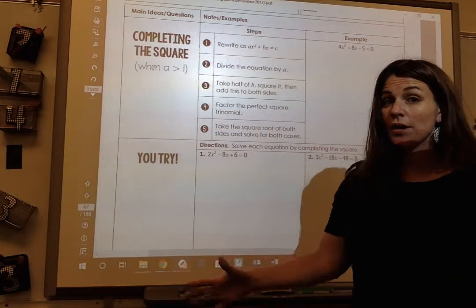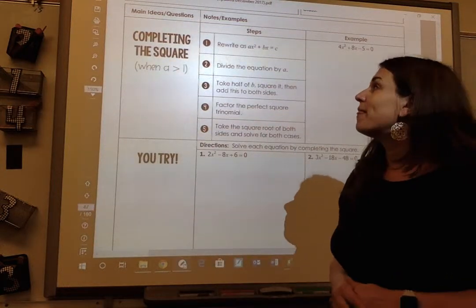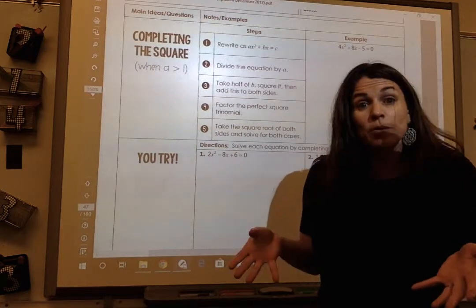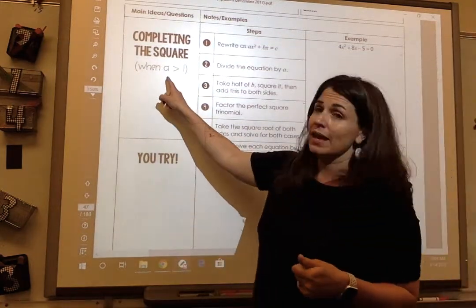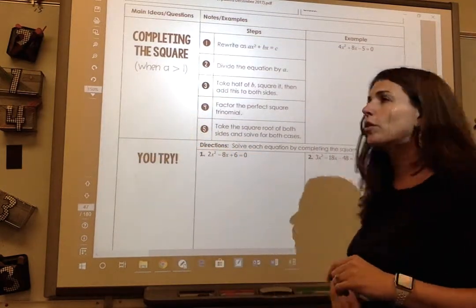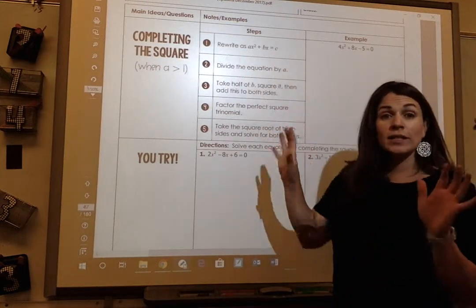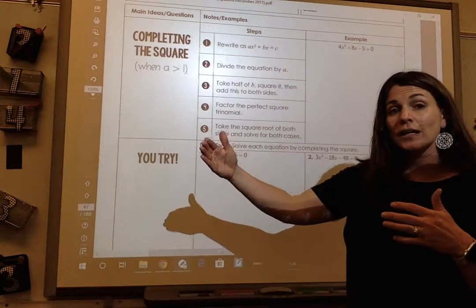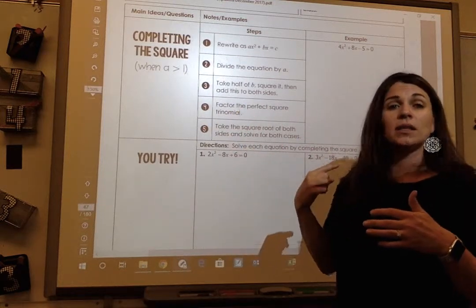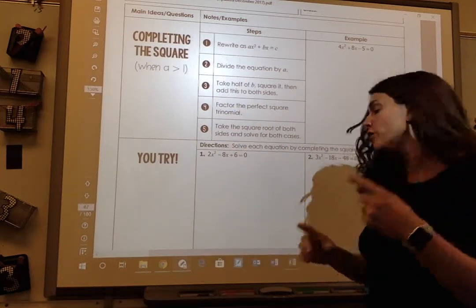We are still on completing the square, but now we look and find out what happens when we complete the square where a is greater than 1. So that's what I'm going to show you right now. We are going to rewrite it so it still fits the form: quadratic term and linear term, and then the constant term on the other side. So that's my first step.